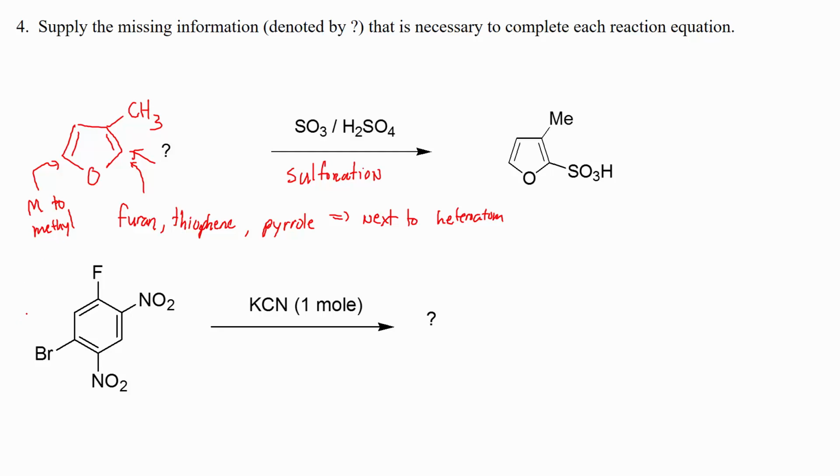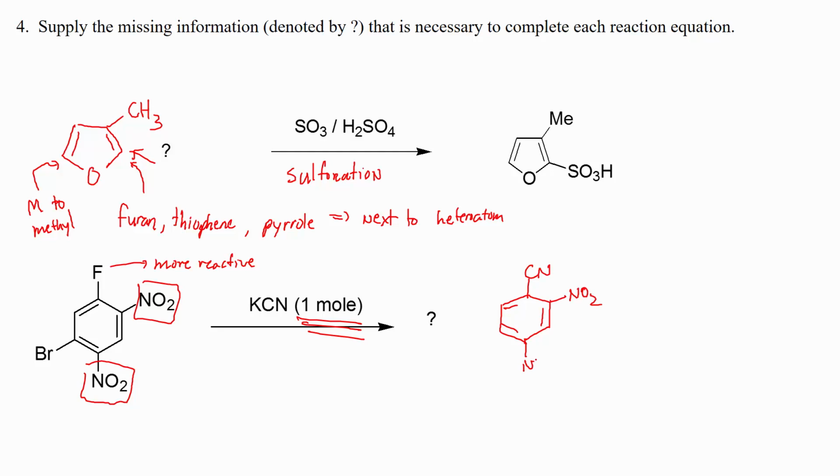All right, here we have a fluorine that has nitros ortho and para to it, but the bromine also has nitros ortho and para to it, so both of these halogens are activated for nucleophilic aromatic substitution. However, this one is more reactive. And if we very carefully add exactly 1 mole, we're going to only react at the most reactive place. All right, and so our product here should be replacement of fluorine by cyanide.